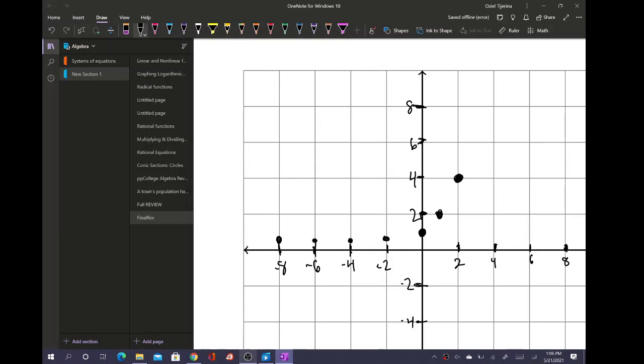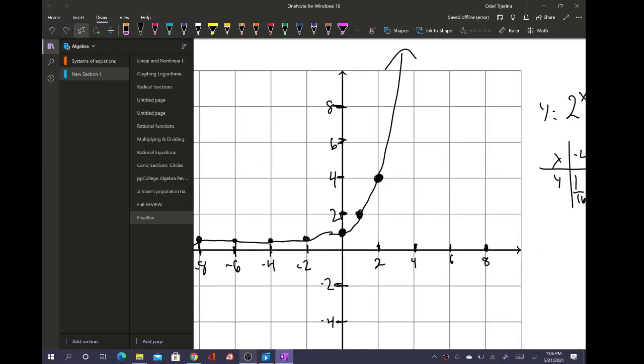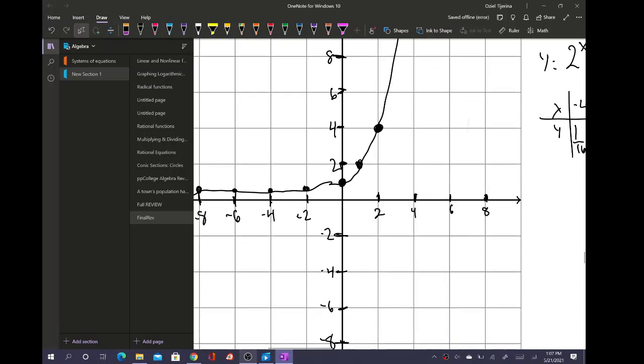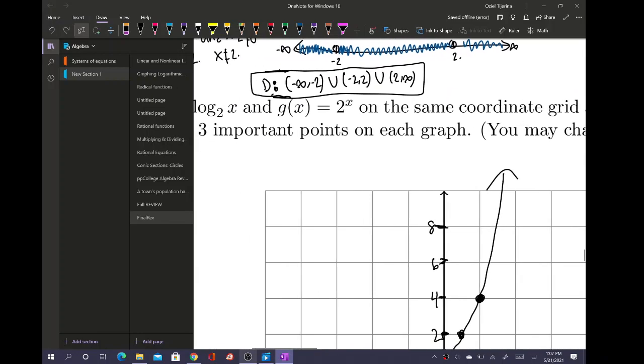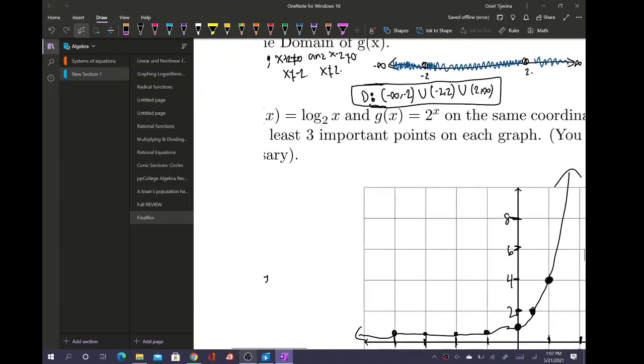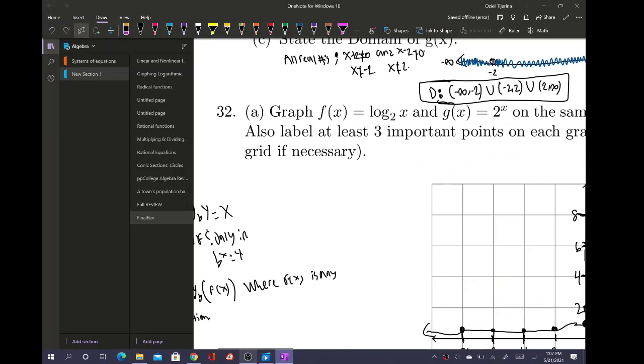So the equation would look something like this. Okay, and it doesn't have to be perfect, just as long as it's close. Okay, and obviously to do log base 2 of x, one of the things is you have to know whether or not these two are inverses, right?